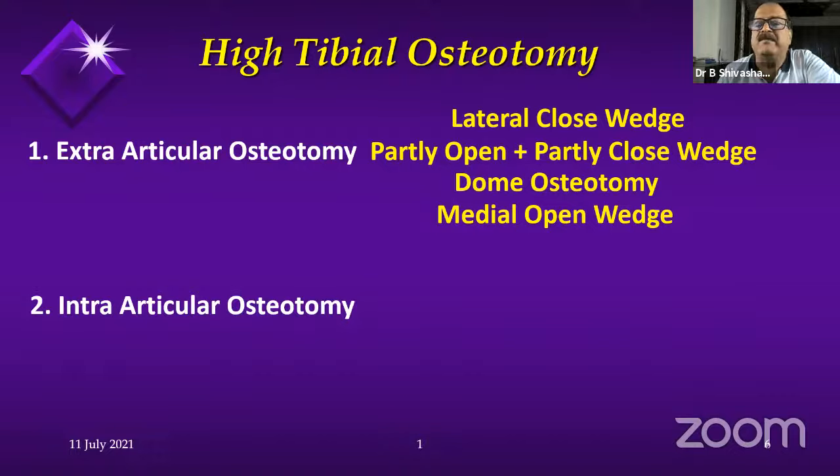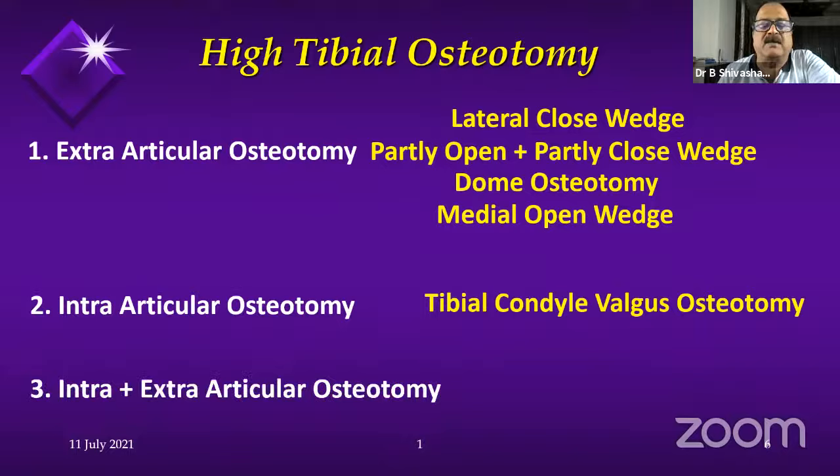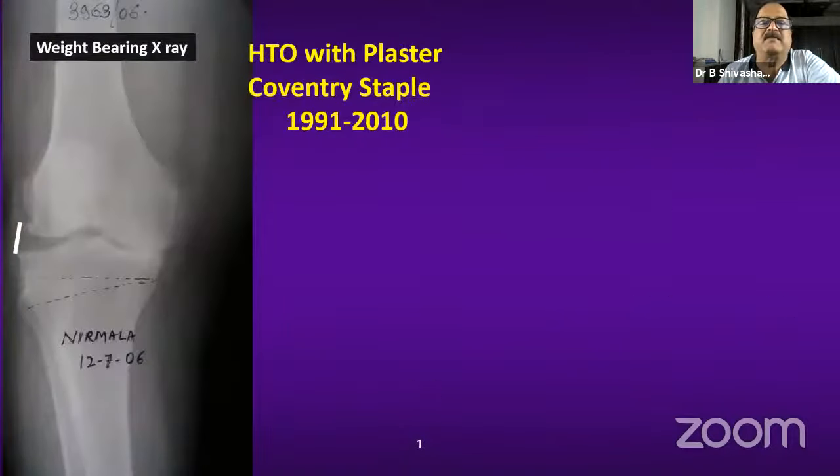Then, most recently, we have been doing the open wedge osteotomy. Very recently, we have also started the tibial condyle valgus osteotomy. We have both intra-articular and extra-articular corrections possible. A few cases about HTO with plaster or the Coventry staple.